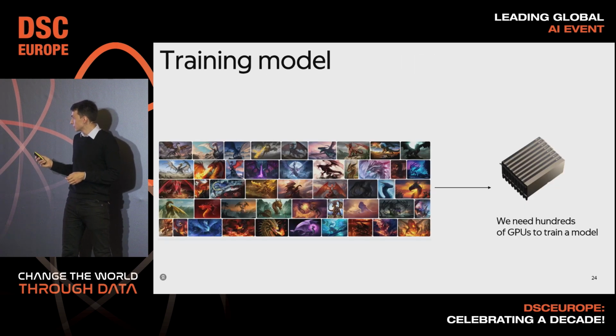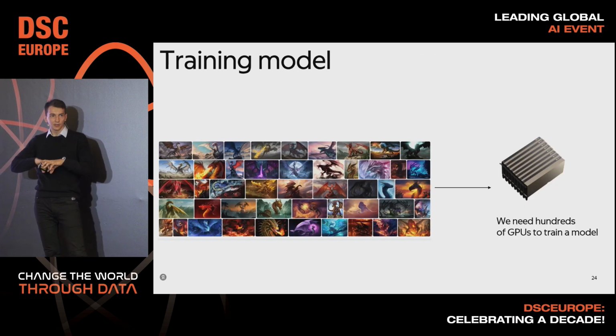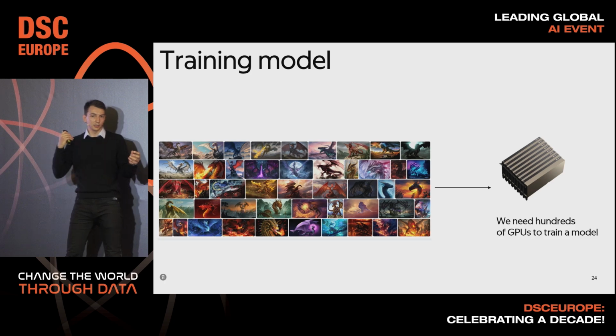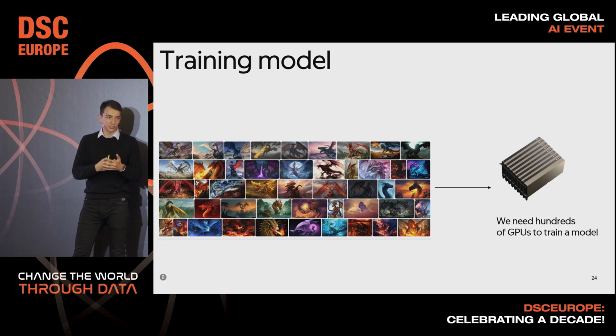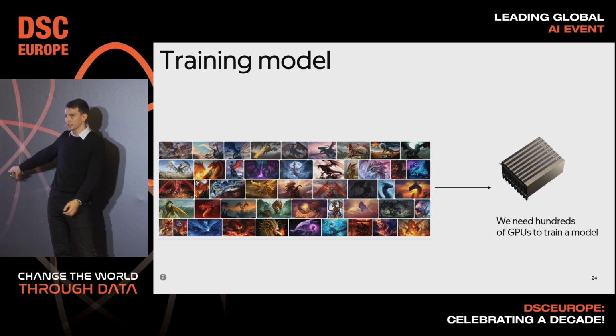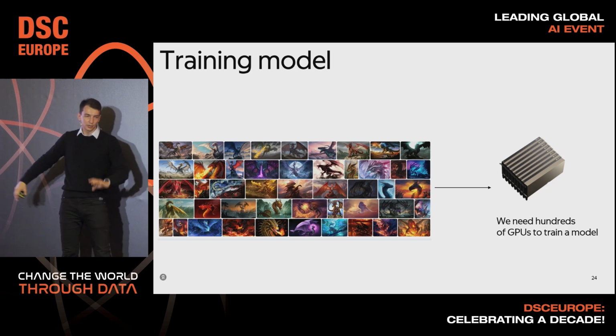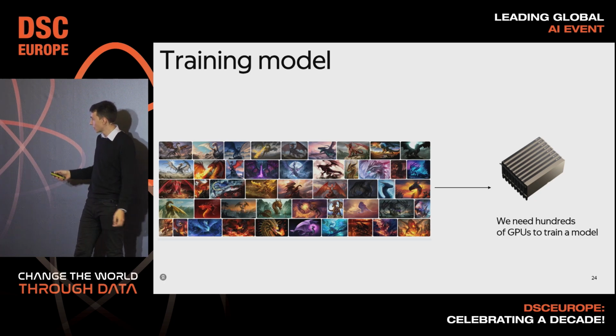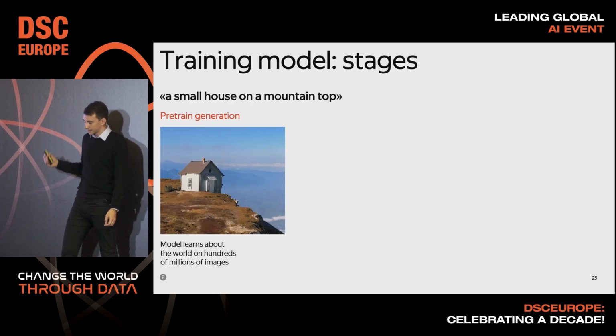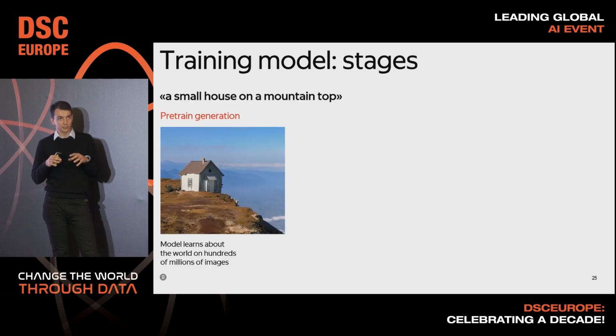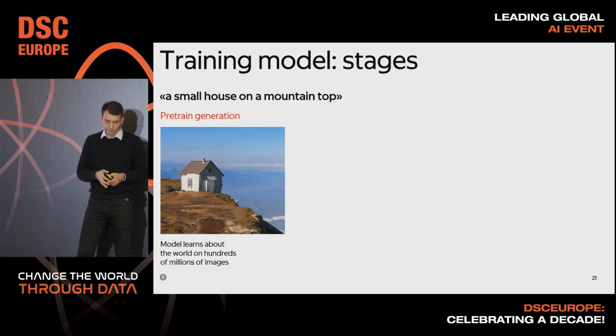Yeah, so then we have this billion of images. We generate captions using our model, using our visual language model for all of them. And we train our model on hundreds of GPUs for like a month. Actually, we have several training stages.